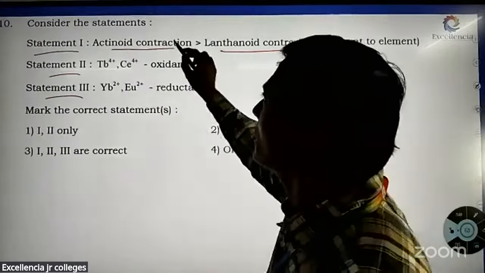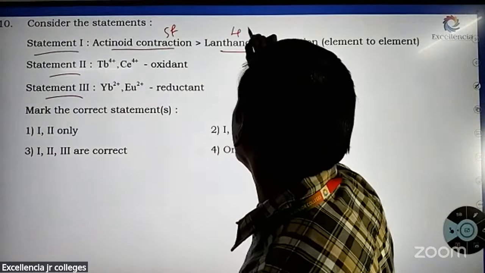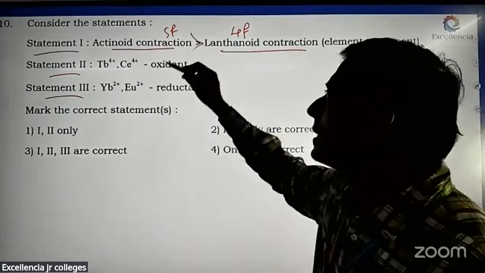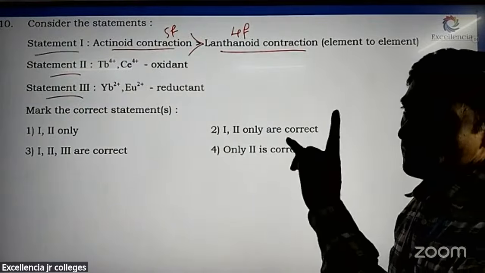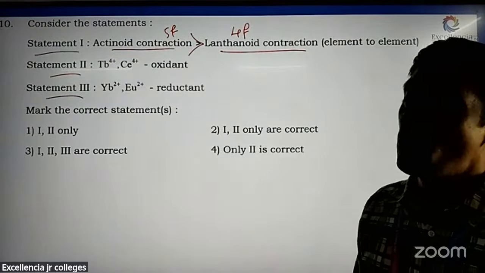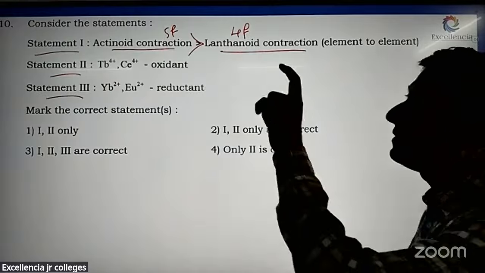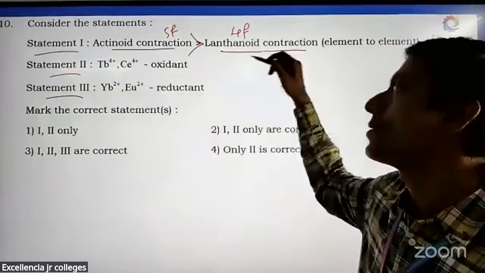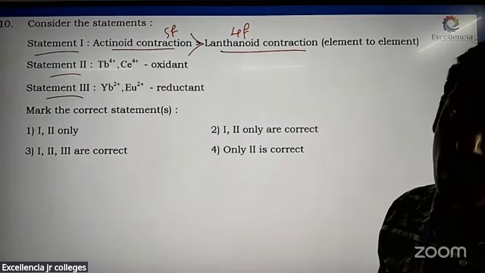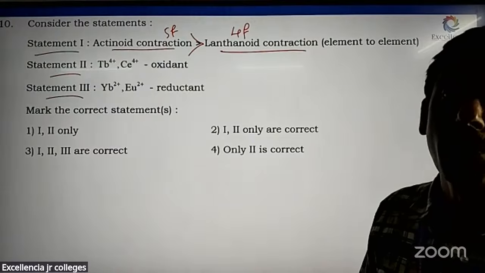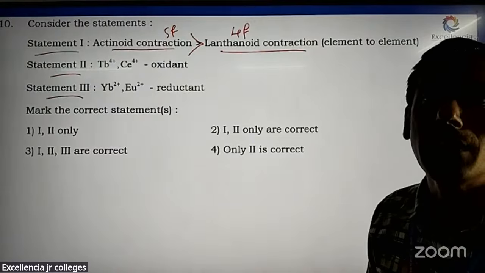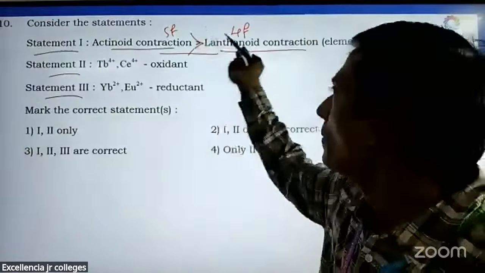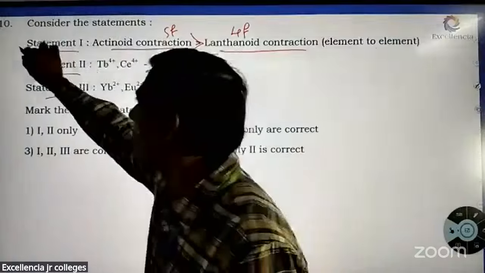So actinide contraction is found in the 5f series, lanthanoid contraction in the 4f series. So we know 5f series contraction is greater than 4f series. Again, a direct sentence in the NCERT book. When we go for f block elements, we'll find a sentence clearly mentioning this. A paragraph is there where it clearly mentions actinide contraction is more than lanthanoid contraction in the f block elements. So reading NCERT again shows its importance. Okay, so direct statement. Right. So it becomes a correct statement.